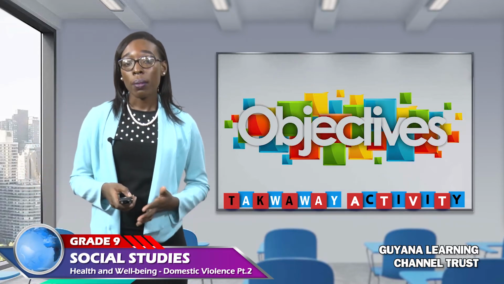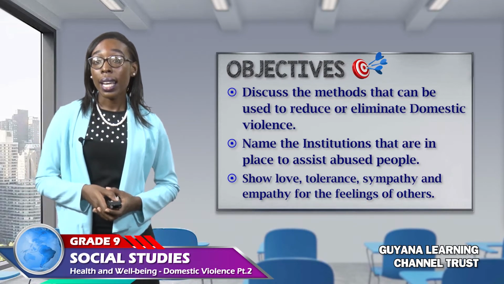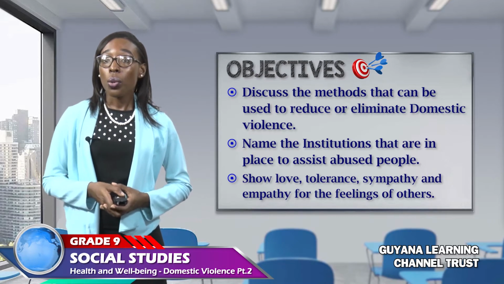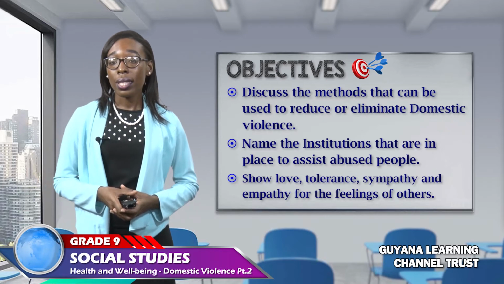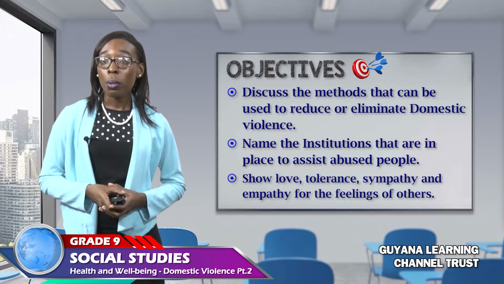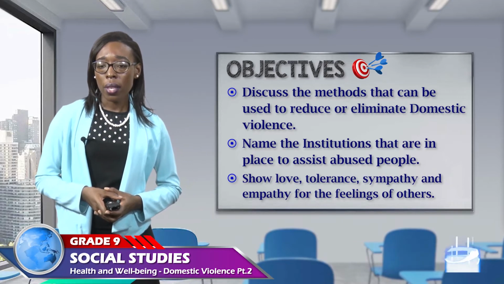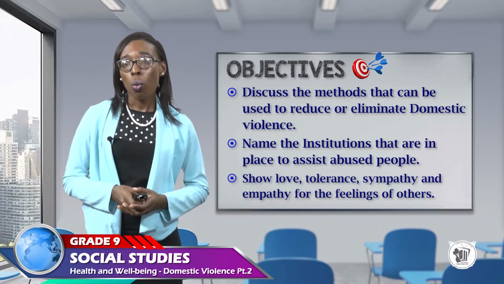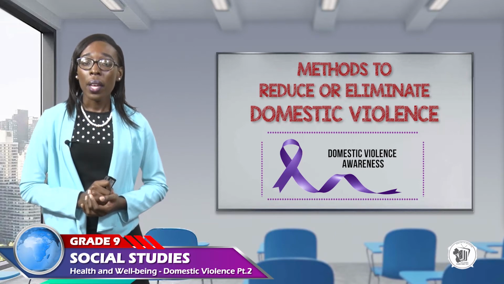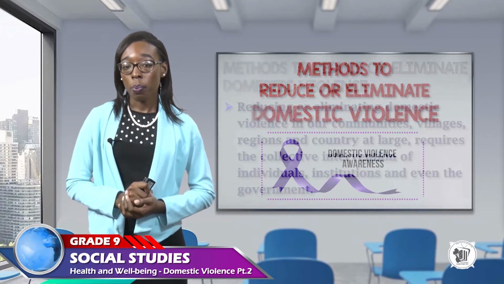What are our objectives? You will be able to discuss the methods that can be used to reduce or eliminate domestic violence. You will be able to name institutions that are in place to assist abused people. And you will be able to show love and tolerance and sympathy and empathy for those who are abused. So let's start with the first one. Methods to reduce or eliminate domestic violence.